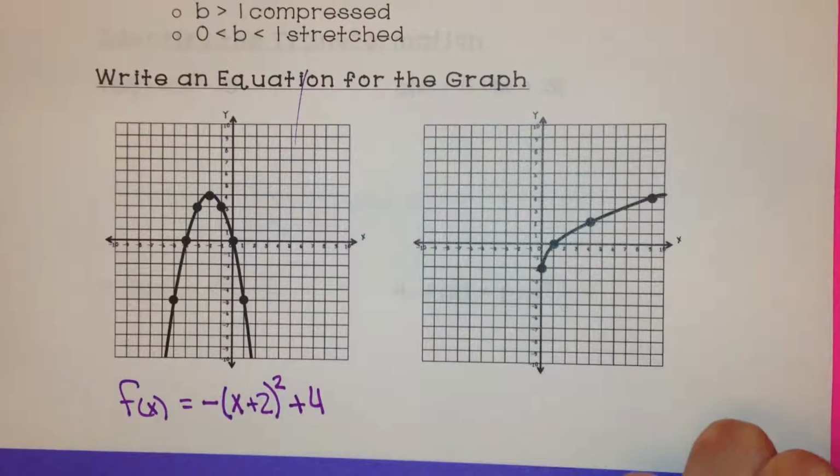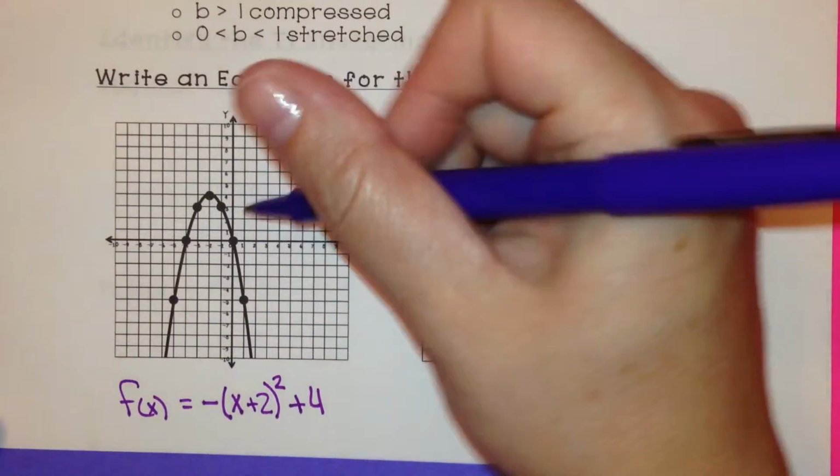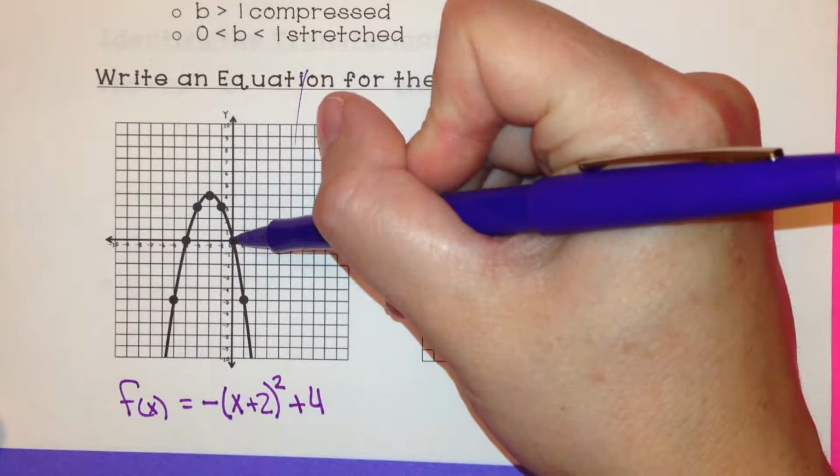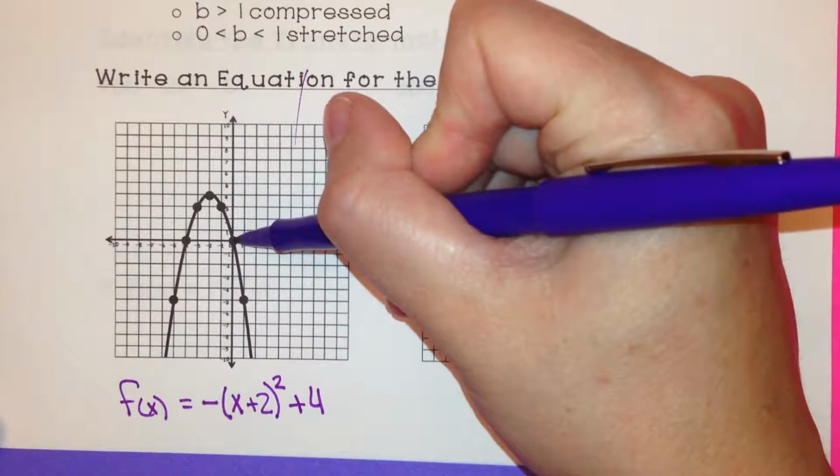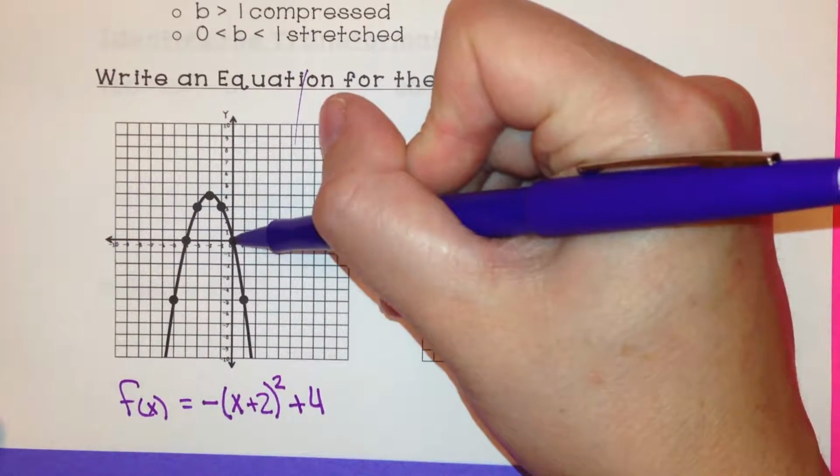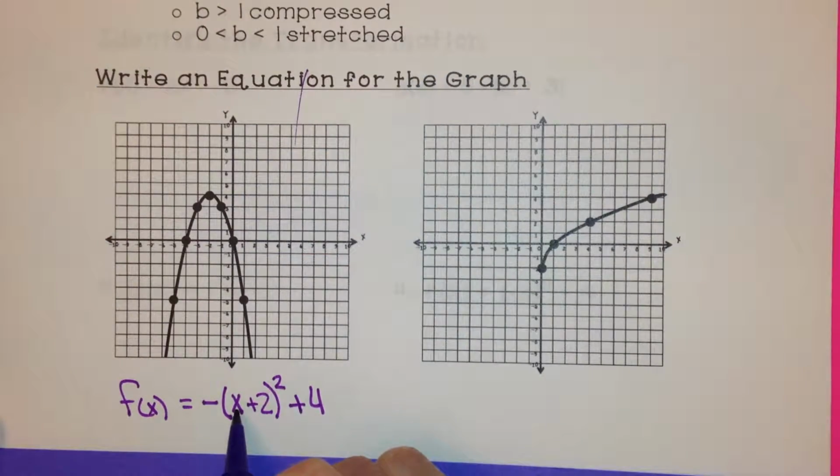You can always double check this by plugging in points. So I'm going to say when x is 0, I should get out the y value of 0 because that's this point. I'm going to plug in 0. 0 plus 2 is 2. 2 squared is 4. Makes it negative 4. Negative 4 plus 4 equals 0.